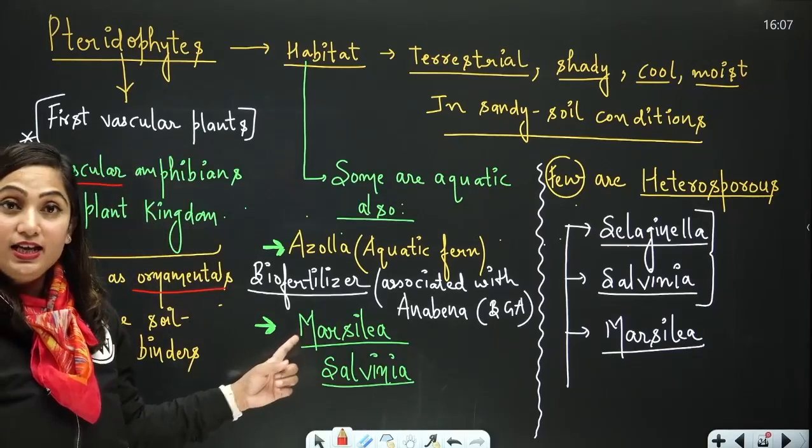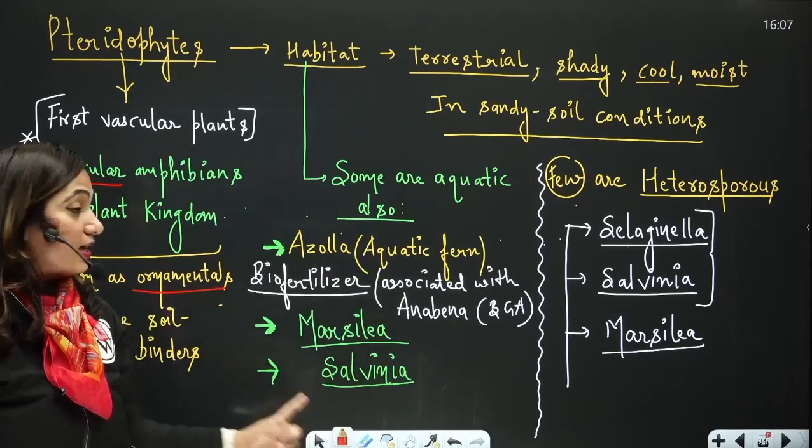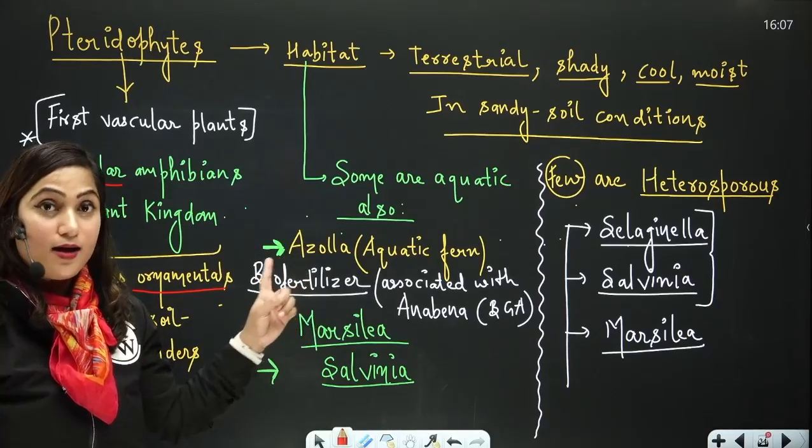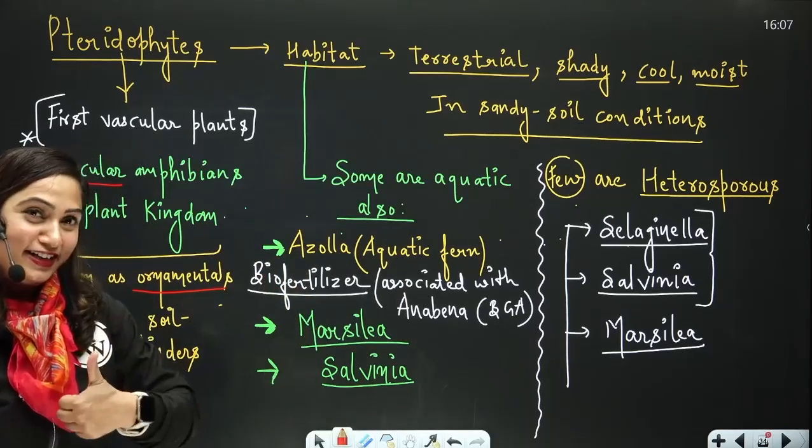Clear? Then Marsilea, Salvinia, these are all examples of aquatic pteridophytes. Okay, Azolla, Marsilea, Salvinia. Clear?